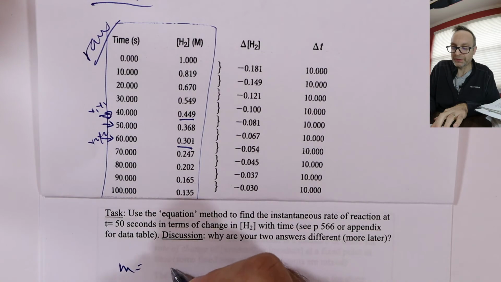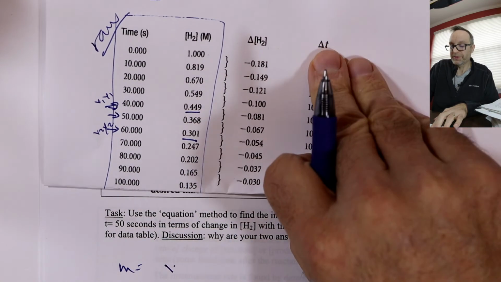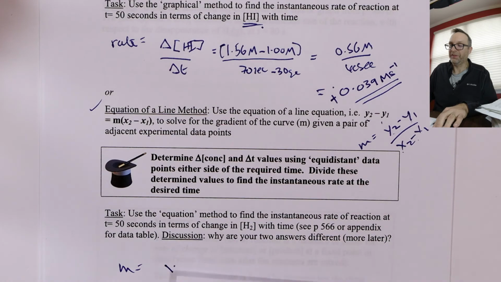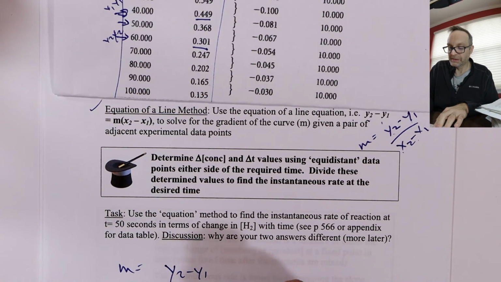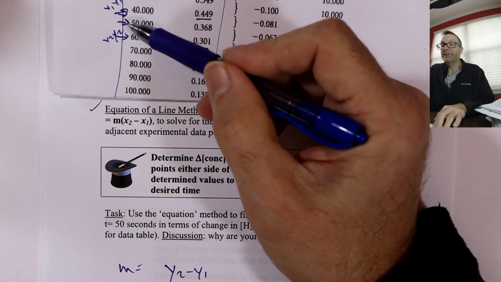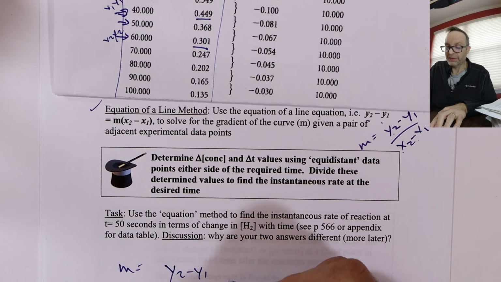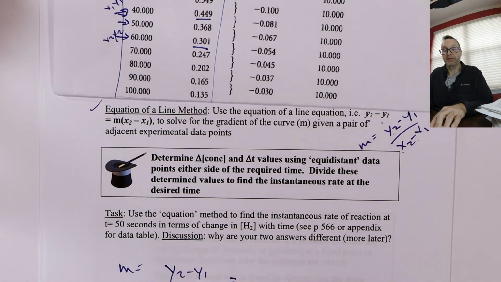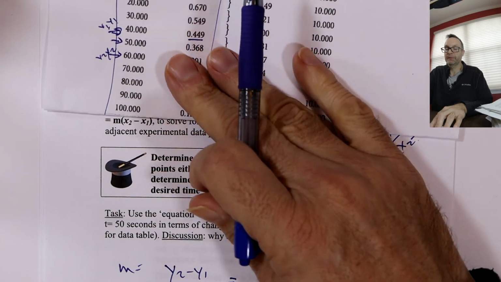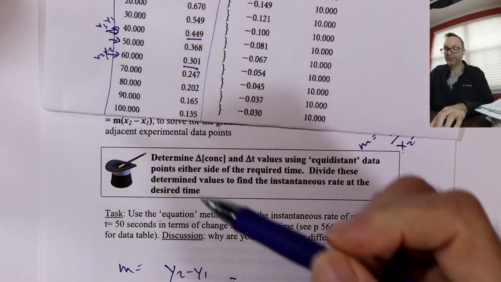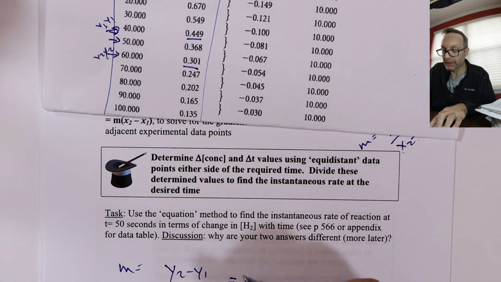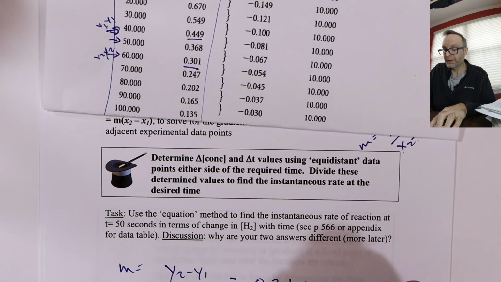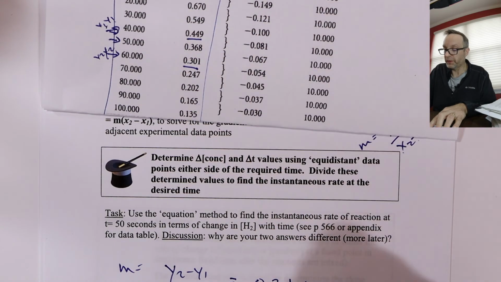So m equals, let's make sure up here, y2 minus y1 over x2 minus x1. The 1 will be the one closer in time. Okay, so you work it out. So that's x1, y1, x2, y2. Okay, let's figure it out. y2, 0.301 moles per liter, minus y1, 0.44.